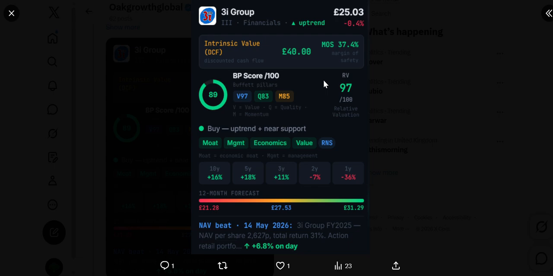Once you've looked at the margin of safety, we're going to come down here to the Buffett score, I call it. The score out of 100, so this has got an 89, which is good. This is basically looking at value, quality, momentum. There's a bit of a key down here, and I've kept it quite faint so it doesn't dominate the card, so you can just focus on these numbers here.